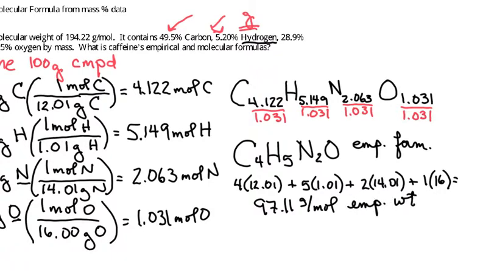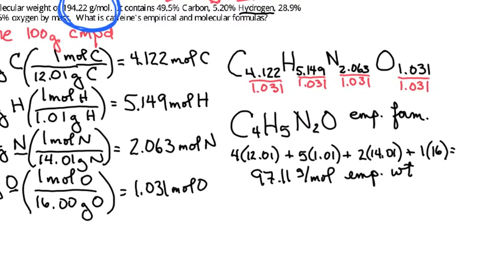Okay, now that we have the empirical weight and the empirical formula, we're ready to tackle the molecular. I'm telling you that the molecular weight is 194.22. We are going to take the molecular weight divided by the empirical weight. 194.22 divided by 97.11 gives us a ratio of 2. The molecular weight is twice that of the empirical weight.